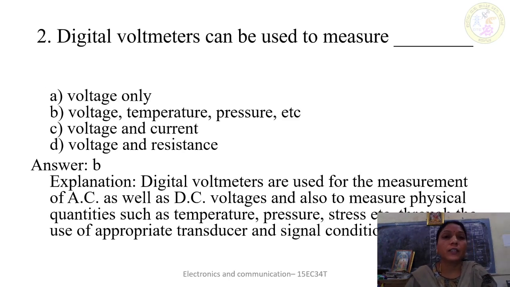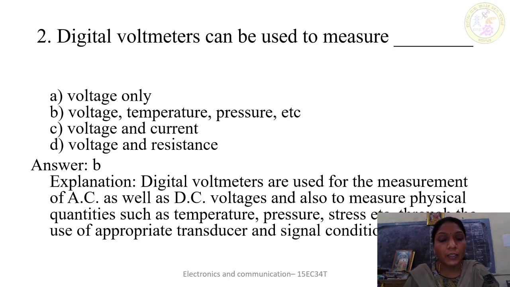Next question is, digital voltmeters can be used to measure: option A, voltage only; option B, voltage, temperature, pressure, etc.; option C, voltage and current; option D, voltage and resistance. Answer is B, voltage, temperature, pressure, etc.